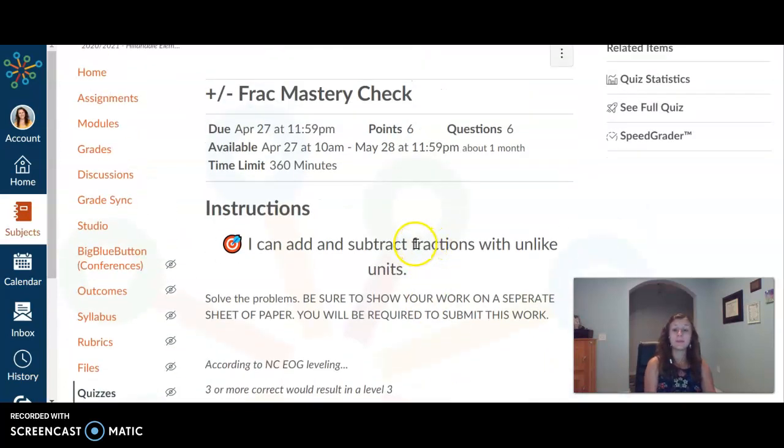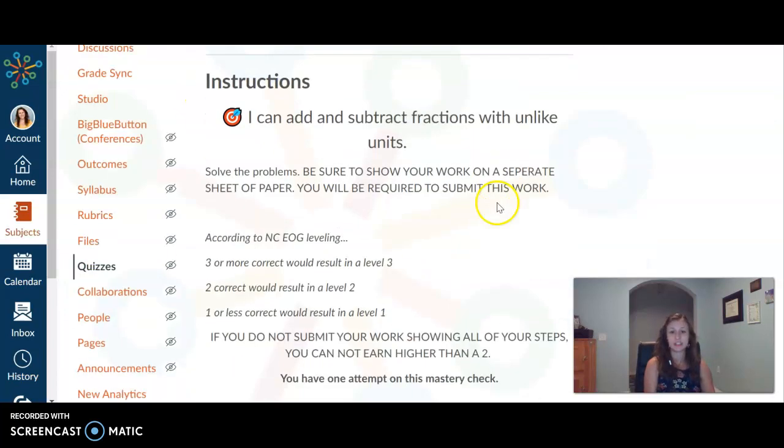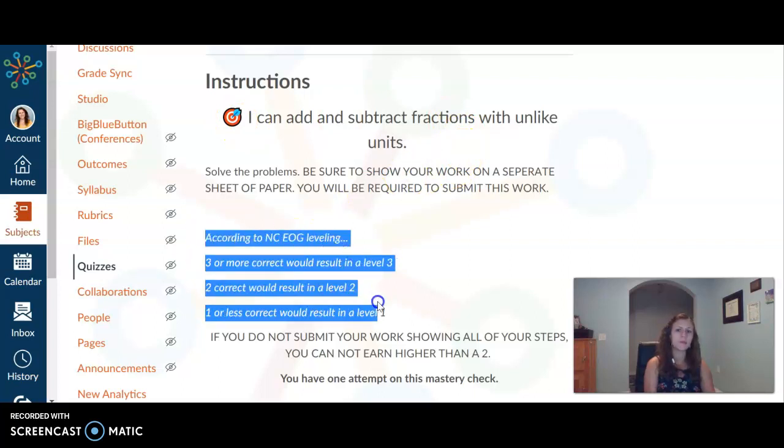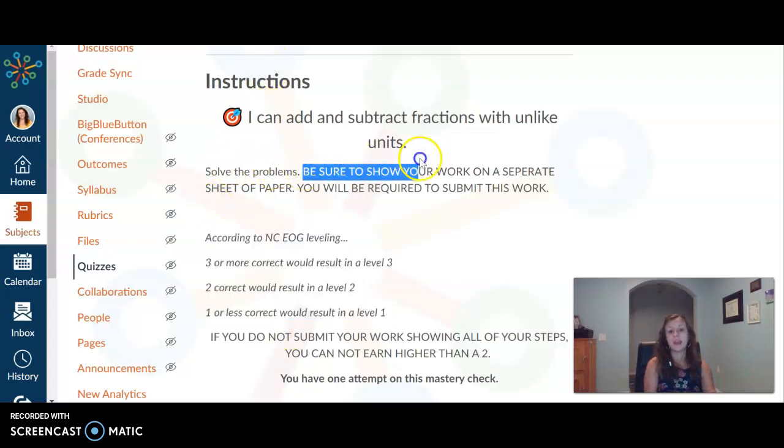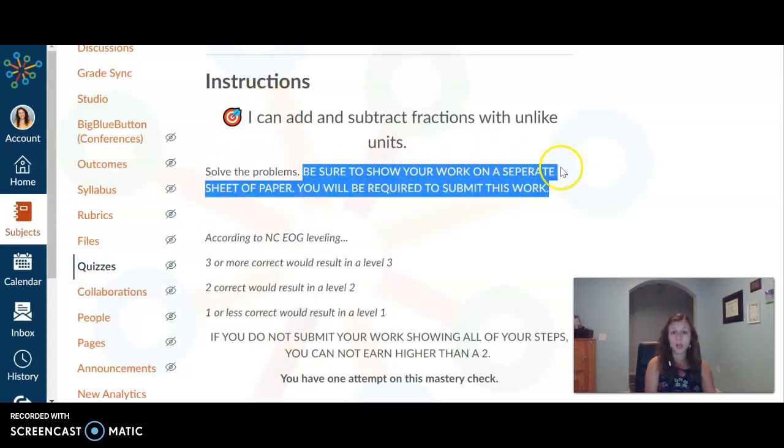I'm choosing this one because it was an all multiple choice question quiz. I just chose some released EOG questions, and this was their mastery check after we did our adding and subtracting fractions unit. So you can see I have my I can, I have my what it would be if this was the NC EOG. Of course, the EOG is not only 6 questions, but that's how we always framed stuff for our kiddos. And then they also had to submit their work if they were virtual.